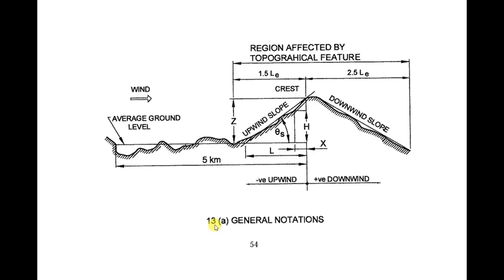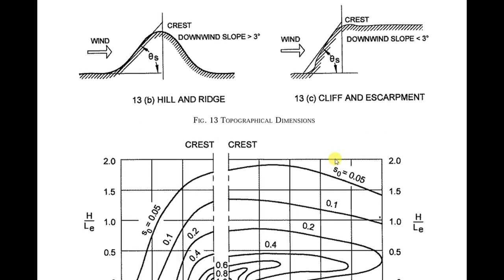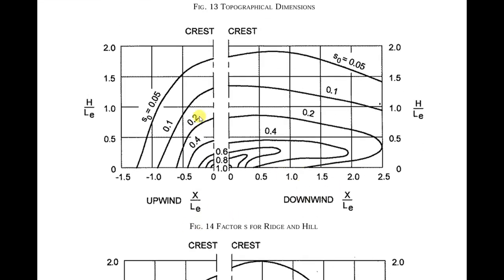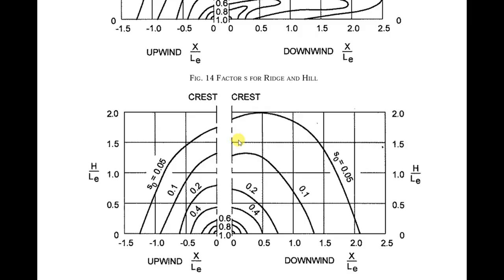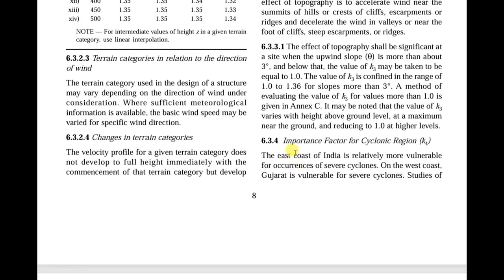We have figure 13A, that is for general notations. Here the upwind slope, downwind slope is given theta, and the distance from the crest. 13B is for hill and ridge, 13C is for cliff and escarpment. And here is figure 14 and this one is figure 15. So from these figures we have to find out the S0 values, and finally we have to find out the K3 factor.